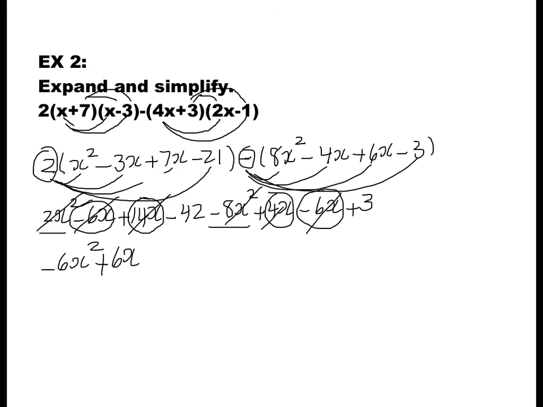The only ones which are left are negative 42 and plus 3, which is going to give me negative 39. So after expanding all those 4 brackets, I end up with the trinomial negative 6x squared plus 6x minus 39.